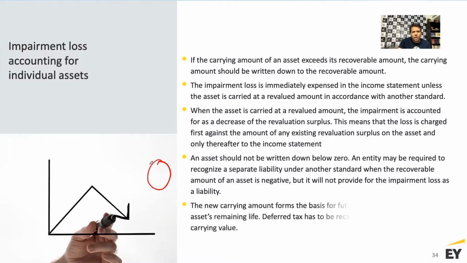The new carrying amount forms the basis for future depreciation, as we saw in one of the previous examples, over the asset's remaining life, and deferred tax has to be calculated. Deferred tax has to be done with reference to the book basis balance sheet and the tax basis balance sheet. You determine the difference between the two. So if in the books you have impaired the asset, the carrying value has changed, and you compare the carrying value with your tax value to determine the deferred tax, though we will discuss that in more detail when we talk about Ind AS 12 on determination of deferred taxes.